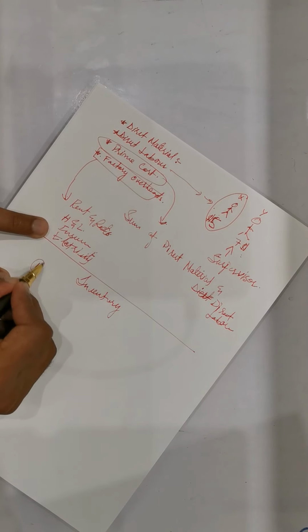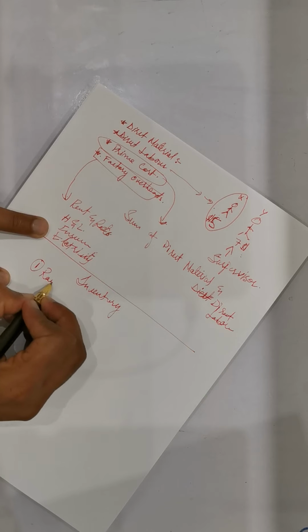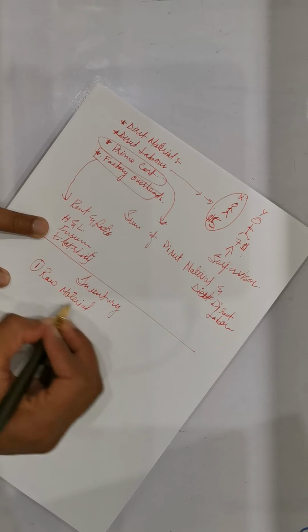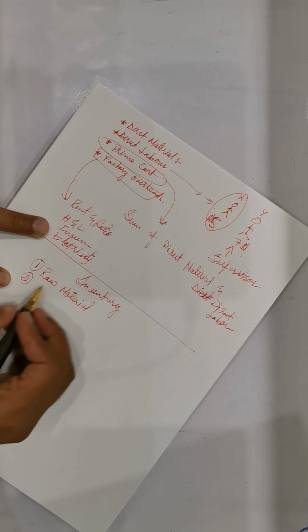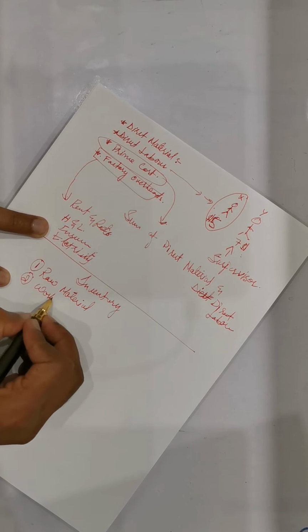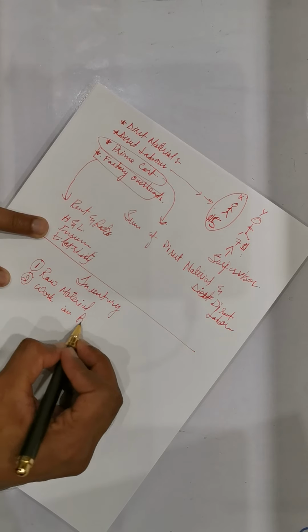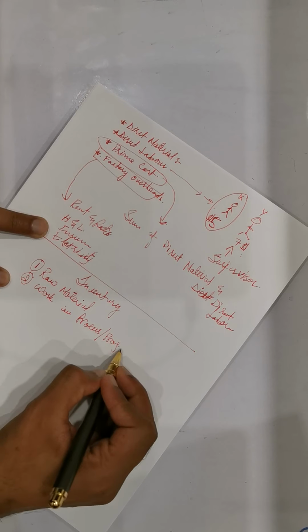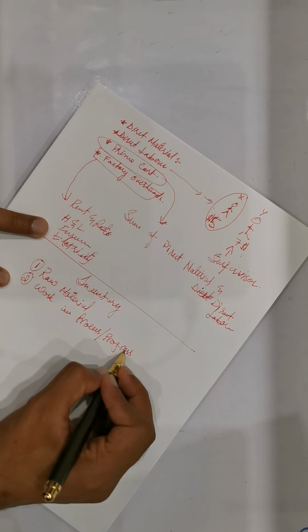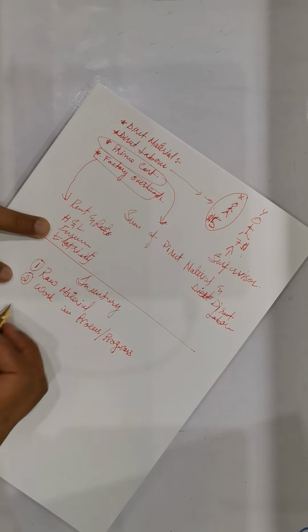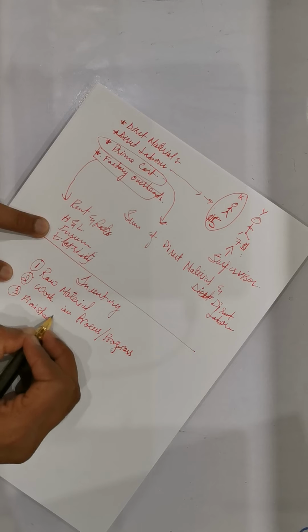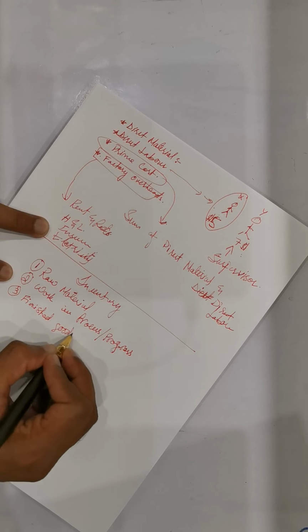The first type is raw material. The second type is work in process, which is often known as work in progress as well. The third is finished goods.